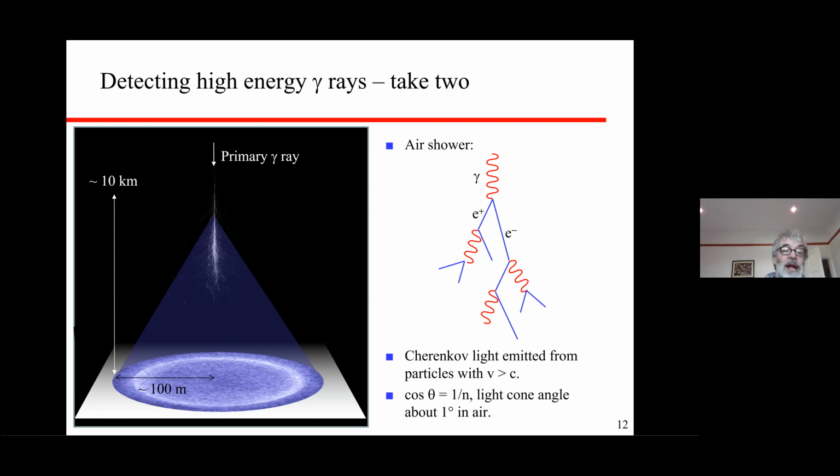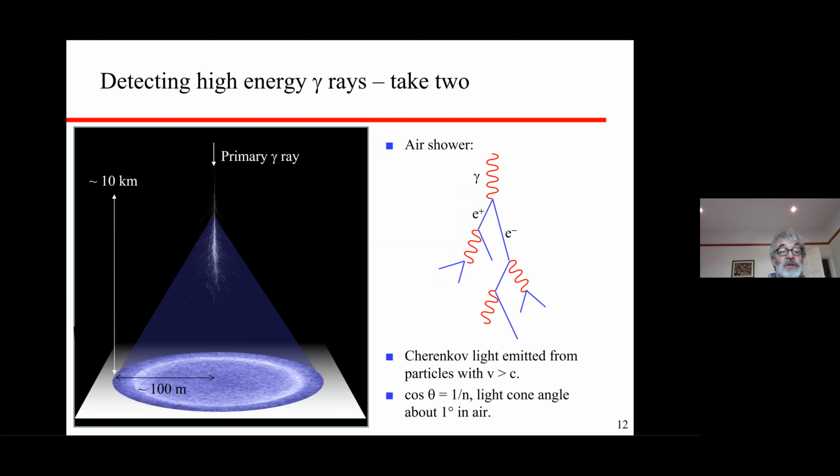If a primary gamma ray, one of these very high energy photons, comes into the atmosphere, it interacts in the atmosphere with the oxygen and nitrogen nuclei to produce electron-positron pairs, as I've shown here. So here's the incoming photon, the wiggly line, that splits to produce an electron and an anti-electron. They can then further interact, producing another photon here, another electron-positron pair, and so on and so on. And you get a shower of photons, electrons, and positrons in the atmosphere.